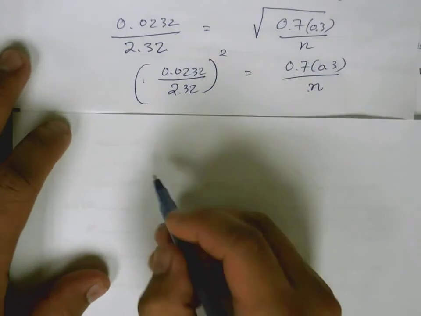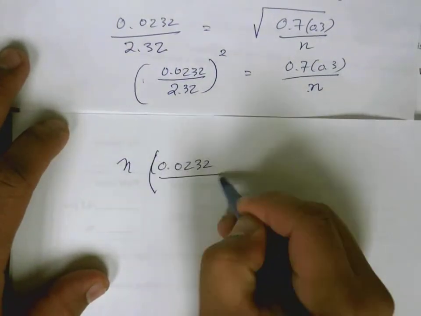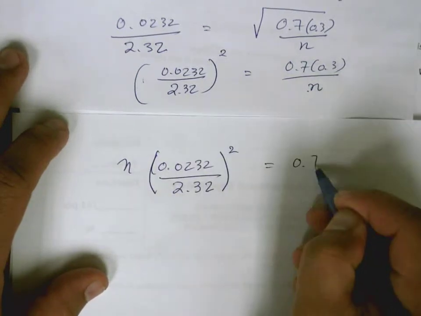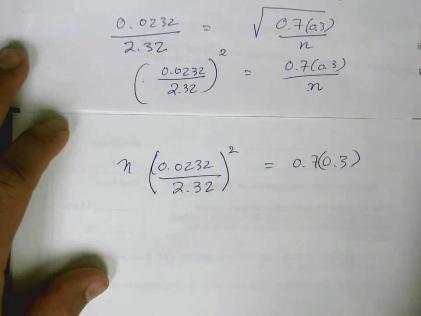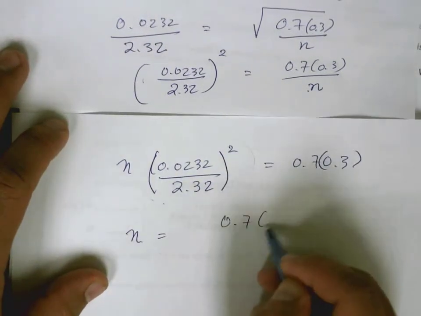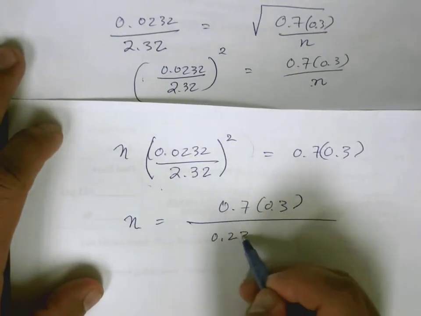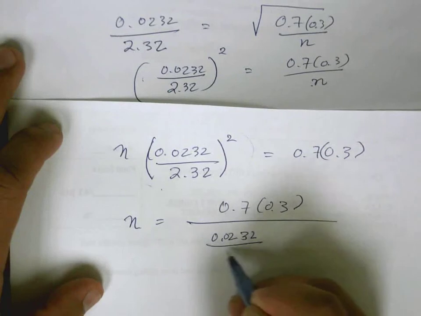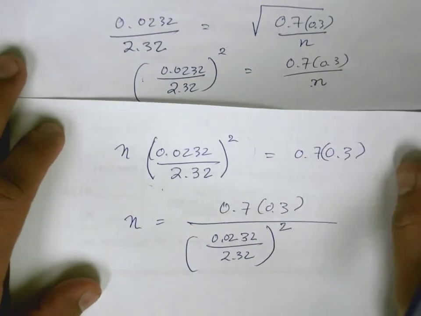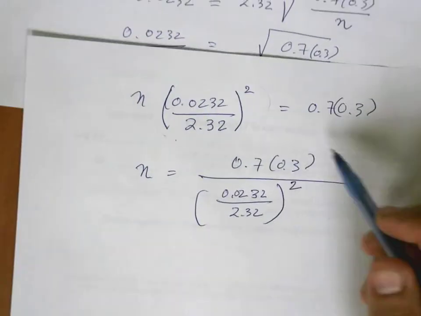So n times (0.0232 over 2.32) squared equals 0.7 times 0.3. Okay? And then divide both sides by this quantity here. So n equals 0.7 times 0.3 divided by (0.0232 over 2.32) quantity squared. Okay, and so this is kind of a big mess here, but again, this right side, it's complicated looking, but it's just a number. Okay?